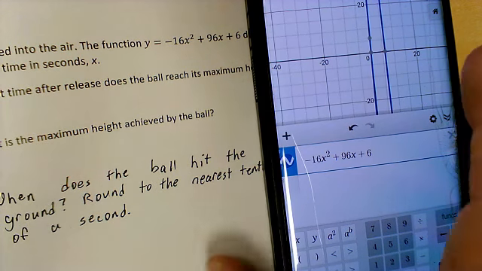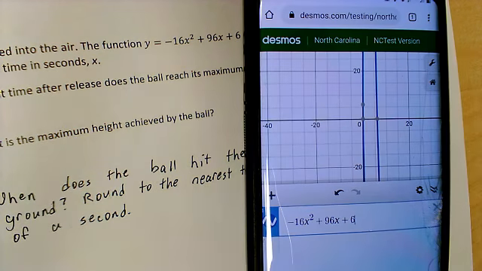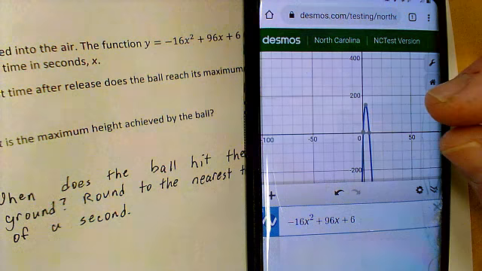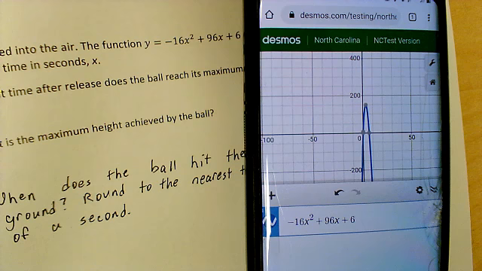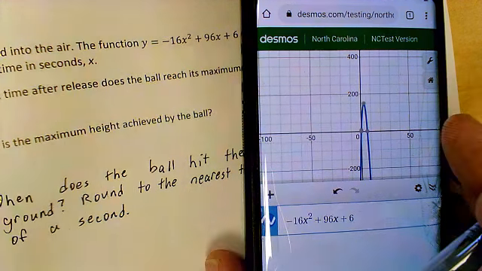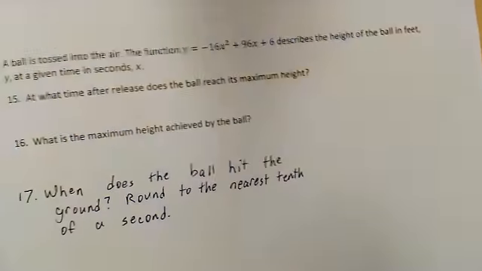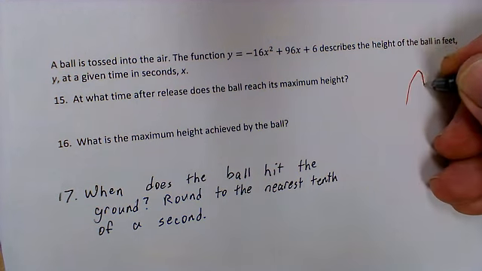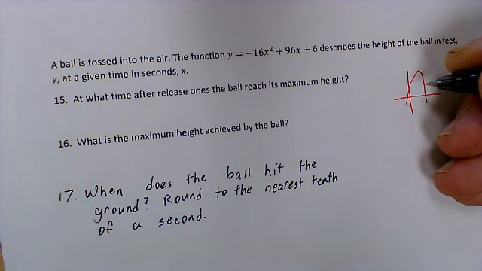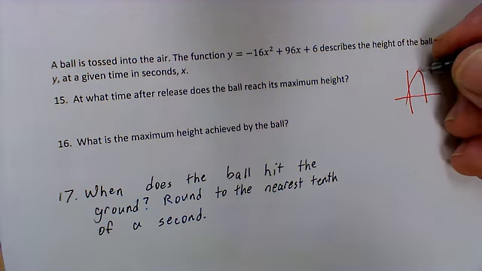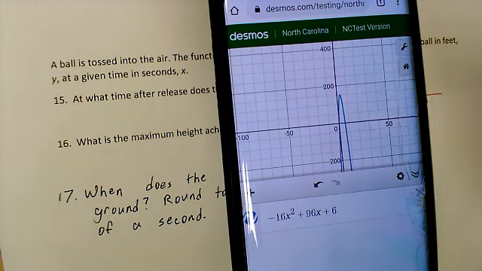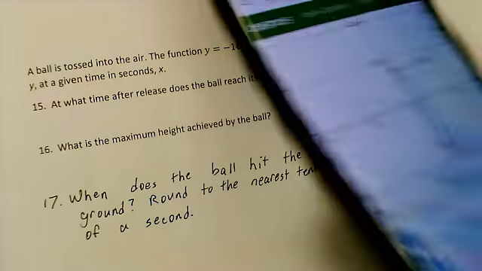Okay, now it doesn't really look like a whole lot's going on here, but you can zoom this out a little bit. I pressed the y-axis closer together, and you do see the shape of a parabola going on right here. So I'm going to make a quick sketch of that to help me in answering my questions. So here the ball goes up and it comes back down. This coordinate is of particular interest to me, so I'm going to tap on it. 3, 150.